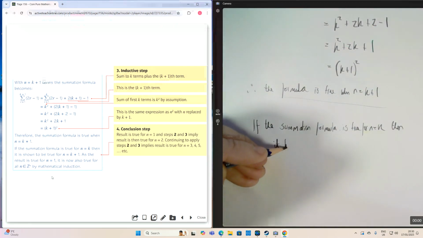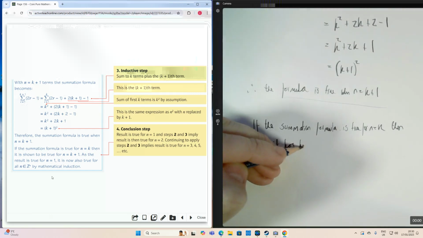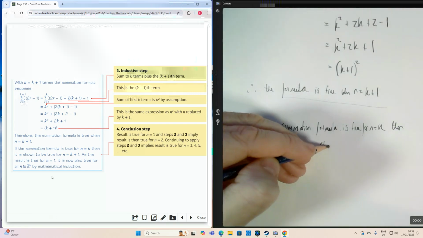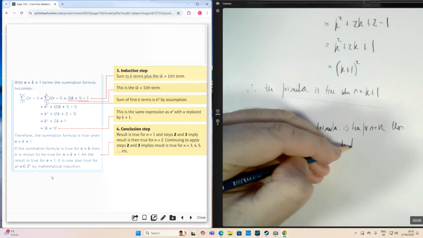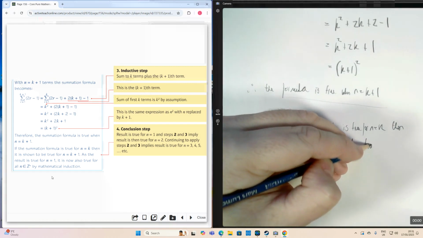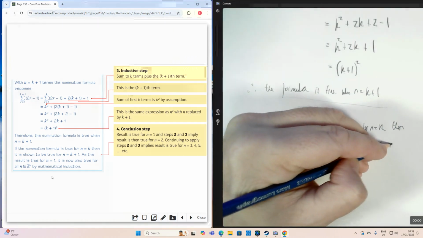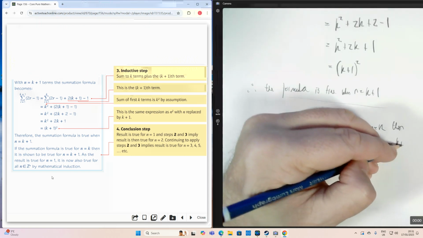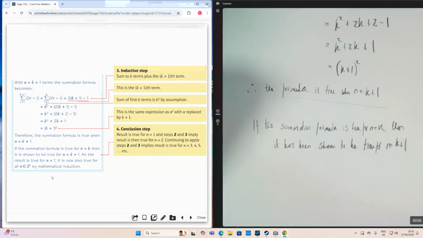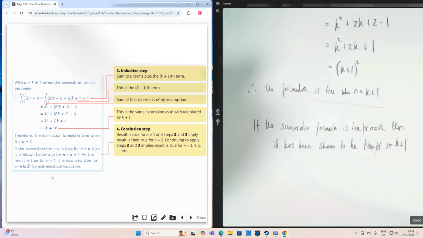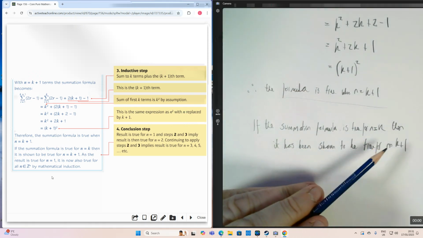and I'm just rewriting the sentence here, then it has been shown to be true for n equals k plus 1. Okay, that's really important, and it's very important how we phrase this. So if the summation formula is true for n equals k, then it has been shown to be true for n equals k plus 1.